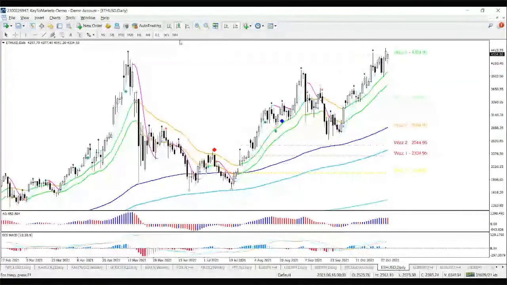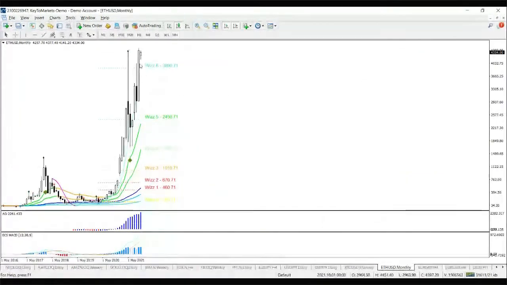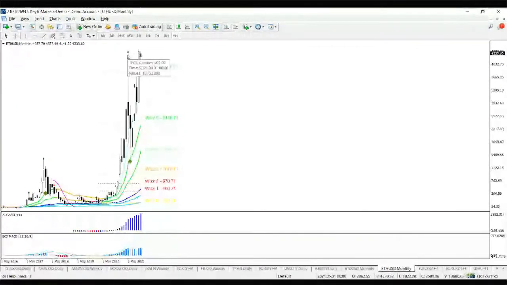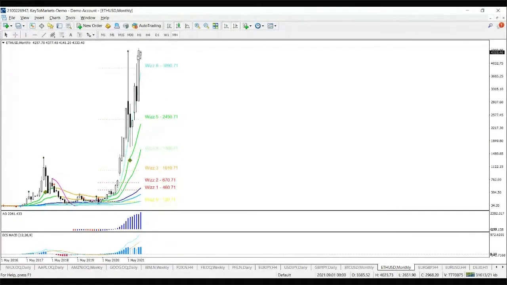And same for Ethereum, same thing. Also, great candle close above. We even have a high above the previous high, a close above the previous high, and the close is even closer to the high. Ethereum looking even stronger than Bitcoin to me, to be honest.